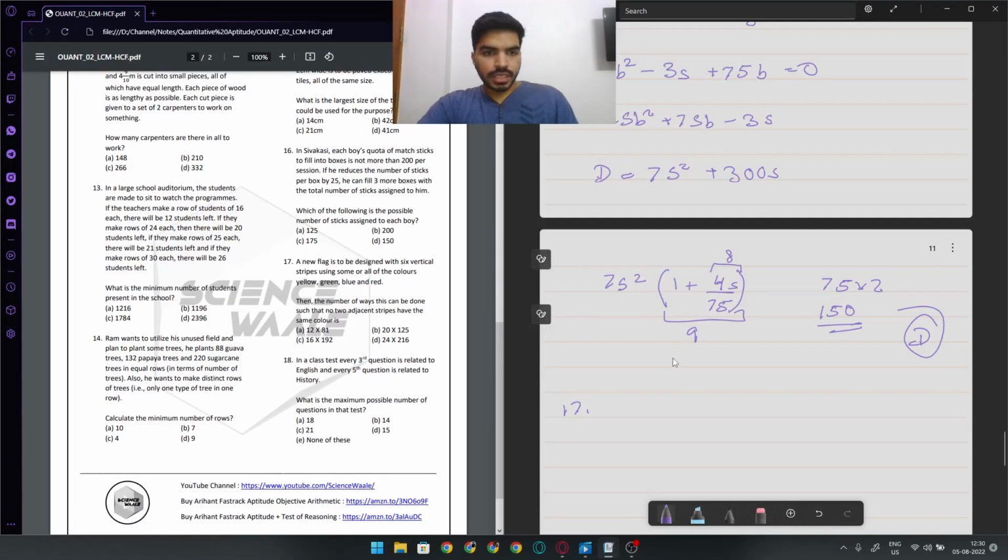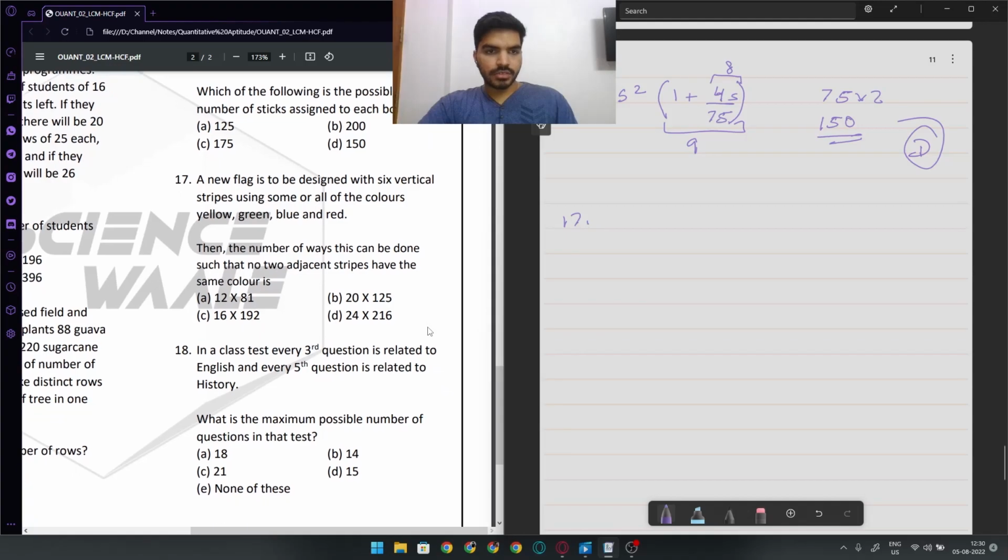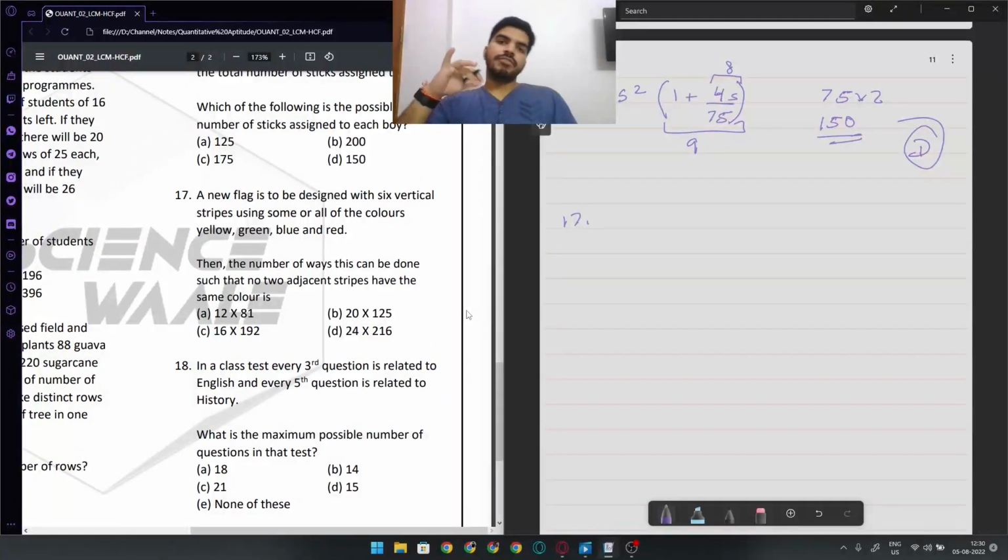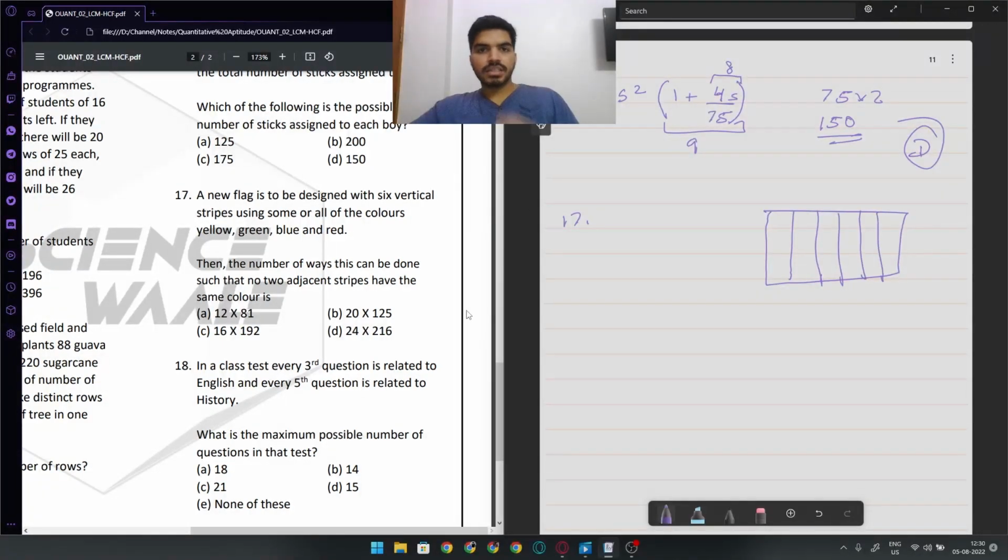Here we have a new flag to be designed with 6 vertical stripes using some or all the colors. If you have done permutation and combination, where you used to form, given you have cards, where you used to do that. In this question, you have a flag where you have 6 vertical stripes, but there's a condition. You can use all the colors, or at least two, obviously you can't use one. But any two adjacent stripes shouldn't be of the same color.